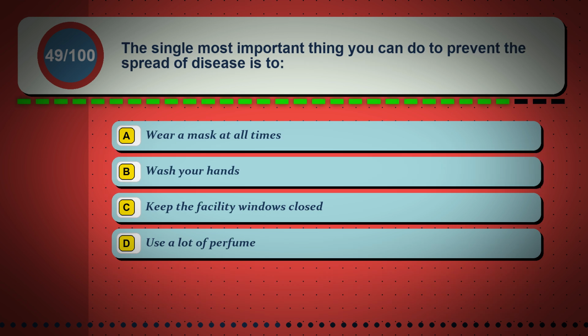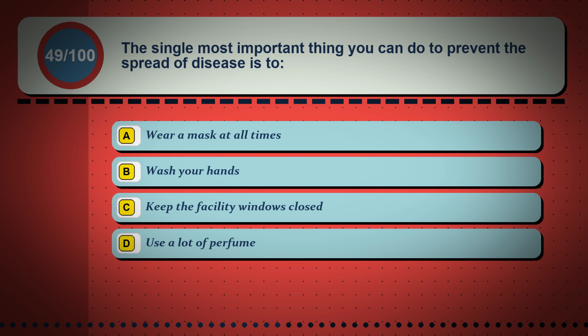Question 49. The single most important thing you can do to prevent the spread of disease is to: Option A, wear a mask at all times. Option B, wash your hands. Option C, keep the facility windows closed. Option D, use a lot of perfume.